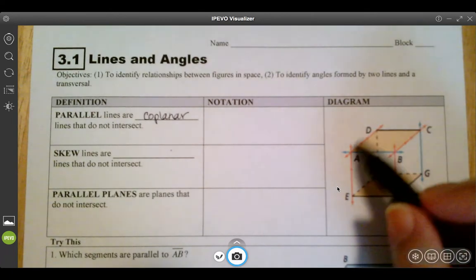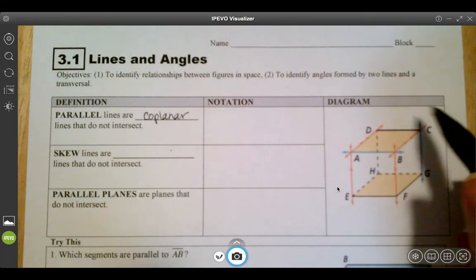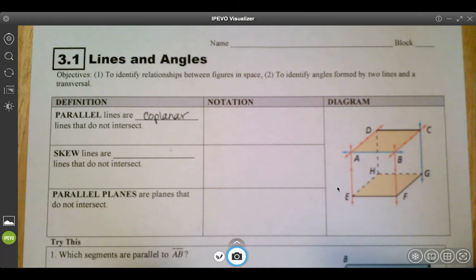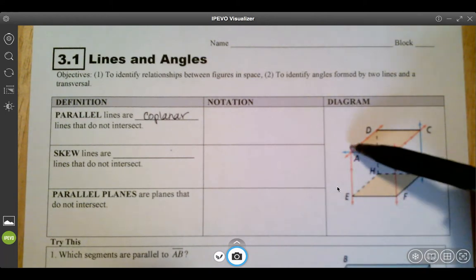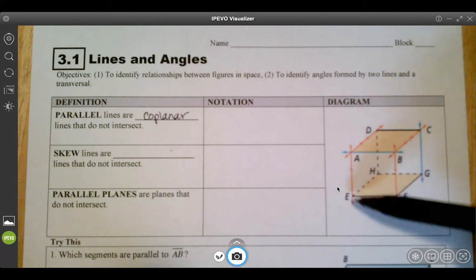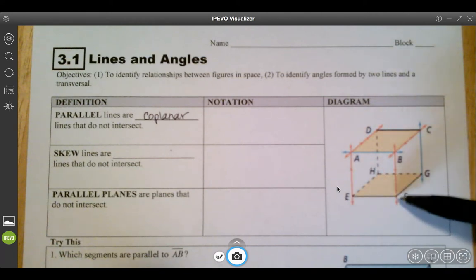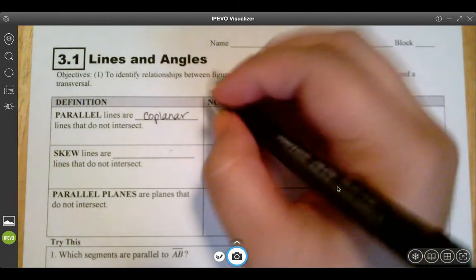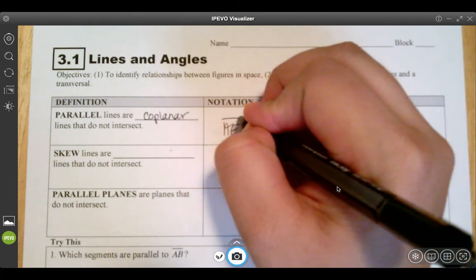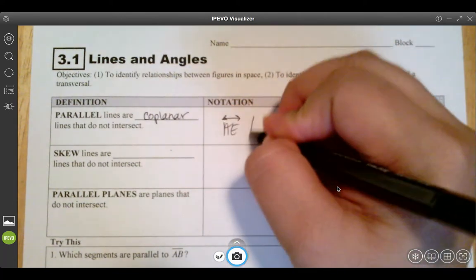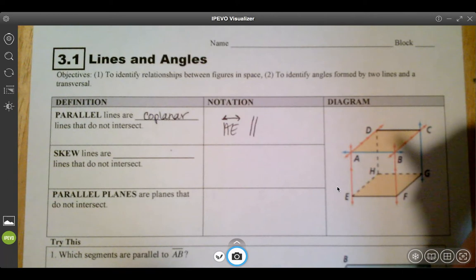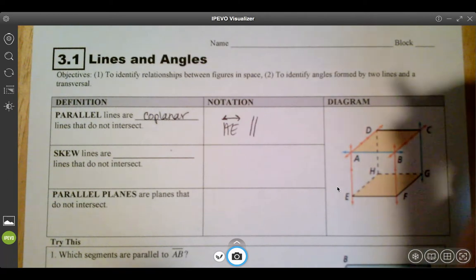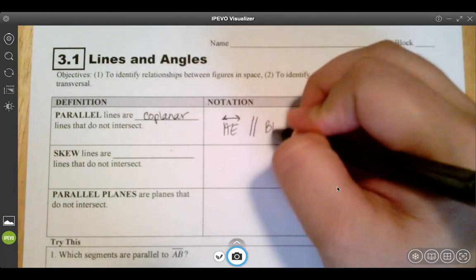So if we look at our diagram here, we can pick any 2 lines that are on the same face, on the same plane, that never intersect. So this line here, AE, is parallel to the line here, BF, right? So I can say that AE is a line and it is parallel, so we do 2 vertical lines right next to each other, which means parallel to BF.